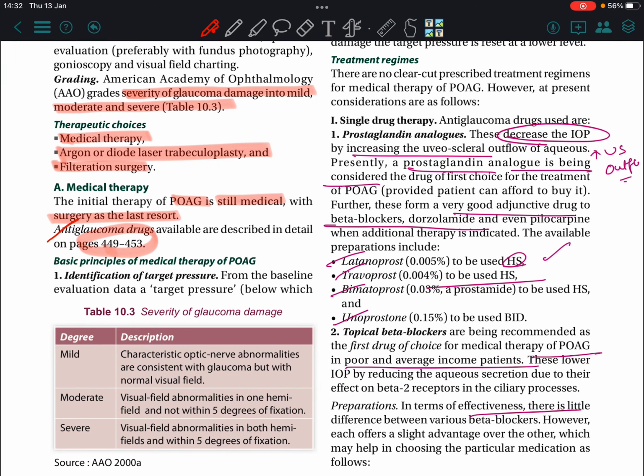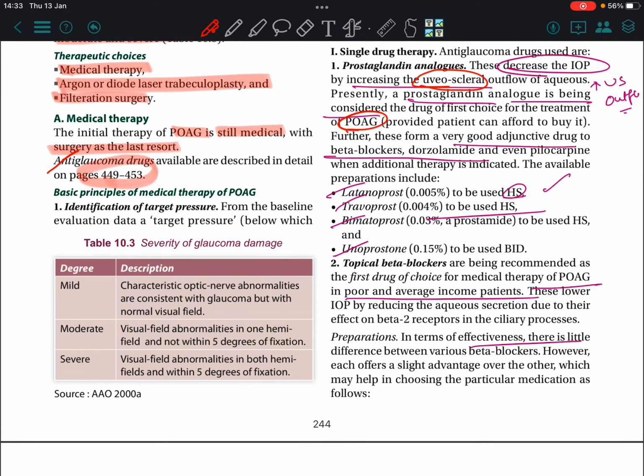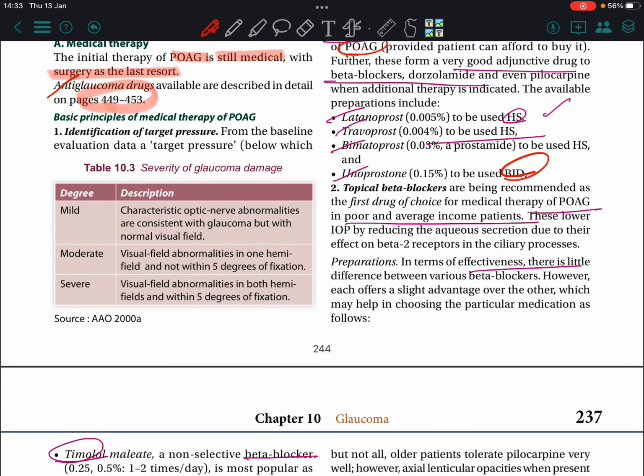Single drug therapy: anti-glaucoma drugs used are prostaglandin analogs. These decrease the IOP by increasing uveoscleral outflow of aqueous. Presently, a prostaglandin analog is considered the drug of choice for the treatment of POAG. Further, this forms a very good adjunctive drug to beta blockers, dorzolamide, and even pilocarpine in additional therapies. Available drugs are latanoprost, travoprost, bimatoprost, and unoprostone, which should be used once daily.